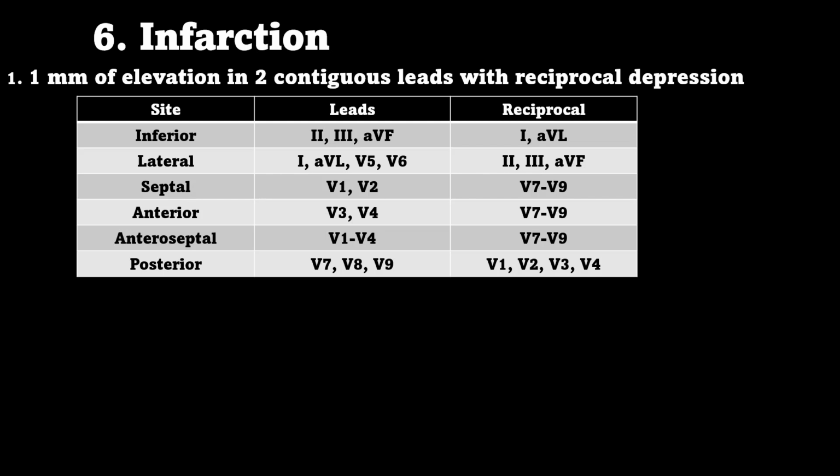When I say contiguous leads, I mean you're looking for elevation in 2 and 3, and then reciprocal to them is going to be 1 in AVL. Vice versa, if I'm seeing elevation in lead 1, I need to confirm elevation in AVL, so I have 2 contiguous leads, and I look for reciprocal depression, so I look at my inferior leads, 2, 3, AVF.